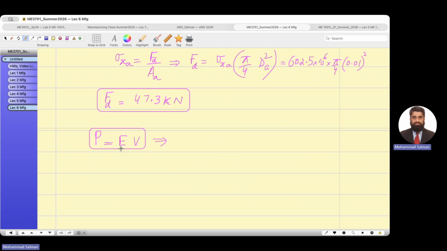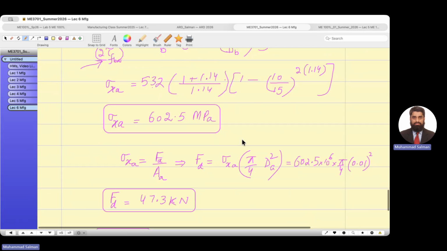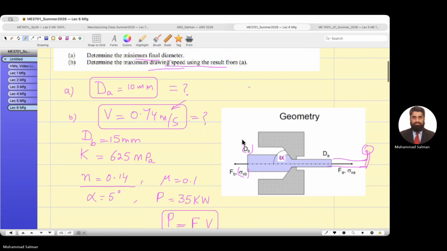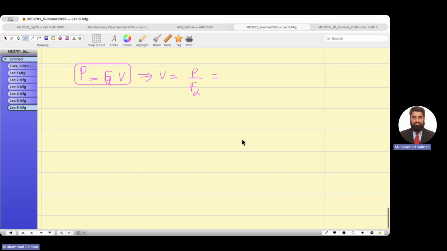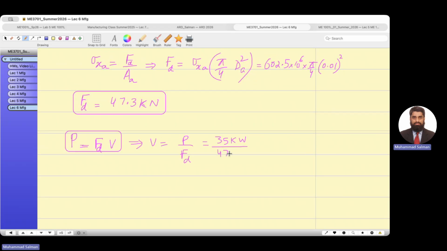Look, the force has been found. So V equals power divided by drawing force. How much is the power? Yes, 35 kilowatts, divided by the drawing force, which is 47.3 kilonewtons. Kilo cancels. So open your calculators. Do you get 0.74 meters per second? Do you agree with your professor? Yes.